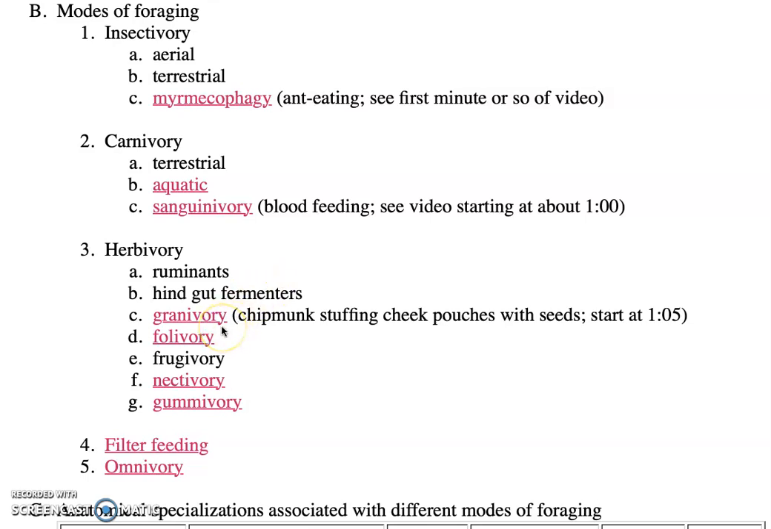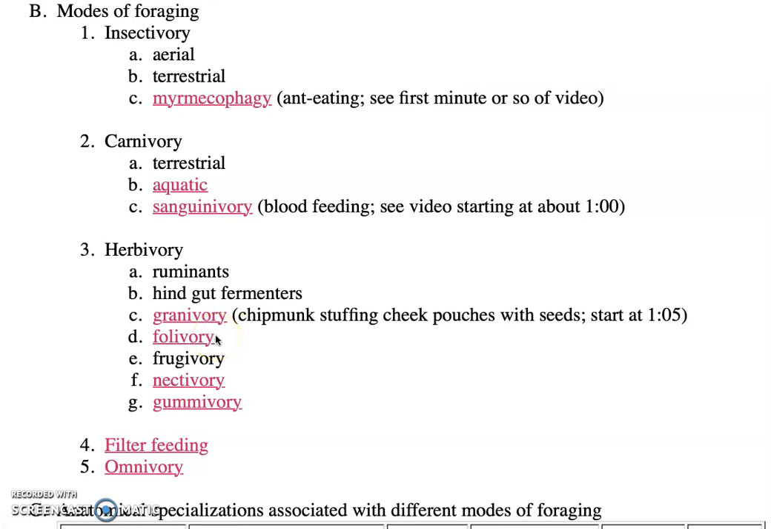Another food source that many mammals use is seeds, and that's called granivory. Got a really cute video here of a chipmunk putting seeds in its cheek pouches. For granivorous mammals, they tend to collect seeds outside in their environment and then bring them all back to a safe place like a nest or a burrow where they'll eat them at their leisure. So they'll store some of them, eat some of them and store some of them for later.